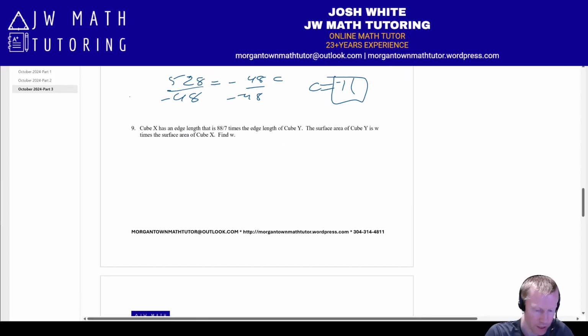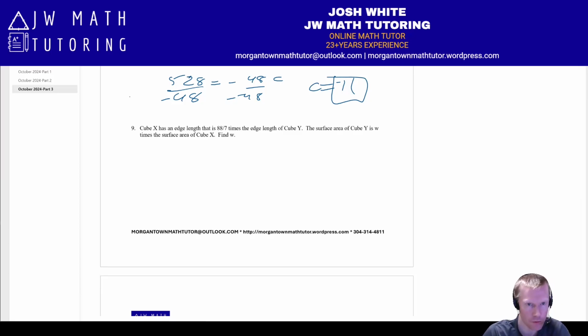All right, next up is a tricky problem dealing again with area factor and scale factor. On this problem, you're told about two cubes. One of them has an edge length that is 88/7 times the edge length of the other one. But then they tell you that the surface area of the smaller cube is equal to W times the surface area of the larger one. Find W. There are multiple ways you could do this. First I'll show you the theoretical way, and then I'll show you the actual example with picking numbers.